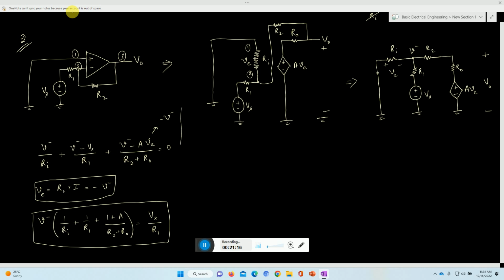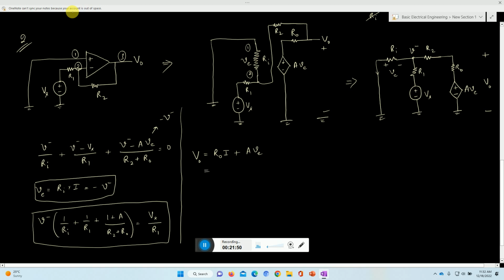What is V0? We are interested in V0. How much is V0 over here? V0 is equal to R0 into I, the current from this element, plus AVE, and VE is again minus V minus. So let us rewrite this.